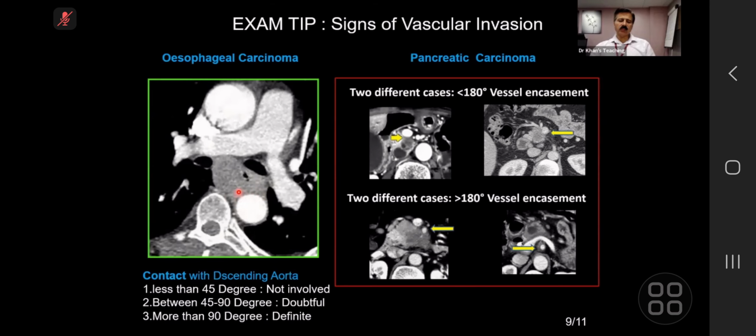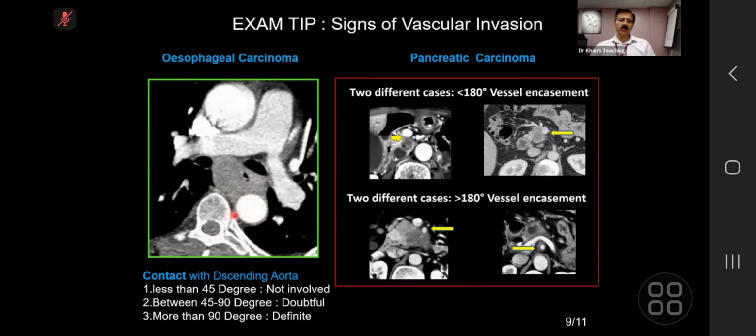If the contact between the tumor and the aorta is less than 45 degrees, meaning it is touching but less than that, you divide it. This is one line, this is another line. From here to here is 45, from here to here is 90. 45 is this one, this is 90, and this is 180. So 45 to 90 degrees is doubtful, and more than 90 degrees is definite. So in this particular case, you can see that it is about 180 degrees.